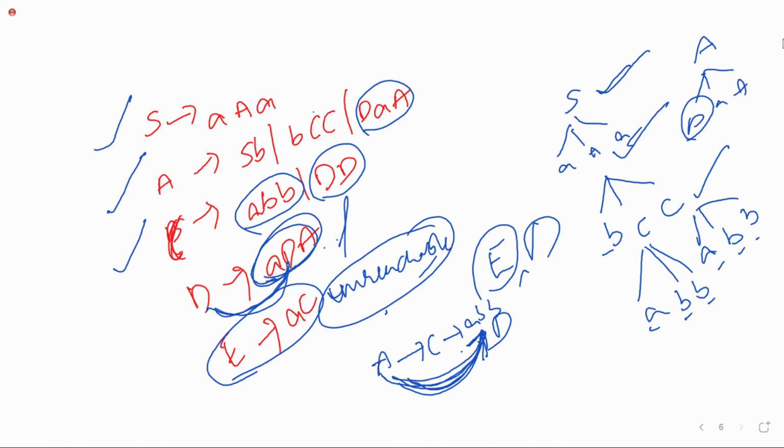Okay. S tends to aA. A tends to bA or B. B tends to D. What are the useless symbols here? Do you have any useless symbols, or are all useful? Please tell me.